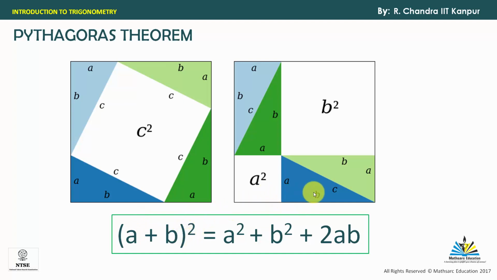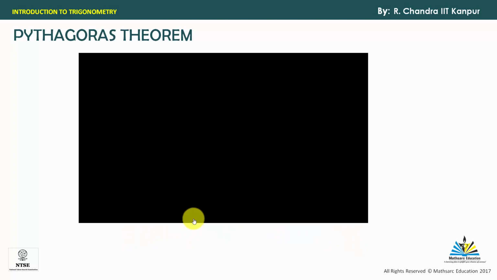And here you can see this length is B and this length is A. So the area of this rectangle is AB. Again this length is A, this length is B, so again the area of this rectangle is also AB. And this is A square and this is B square. So the whole area, A plus B whole square, is equal to this area plus twice of AB. Let's see an animation proving the Pythagoras theorem.